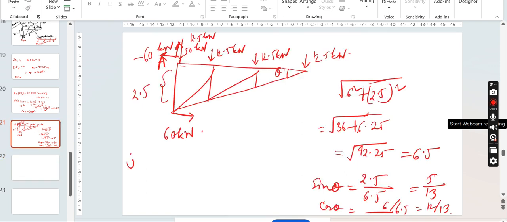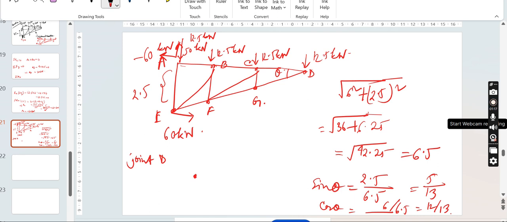Then we can start. This is A, this is C, this is B, this is E, this is F, this is G. So for joint D, in the direction there is C and in the direction B.